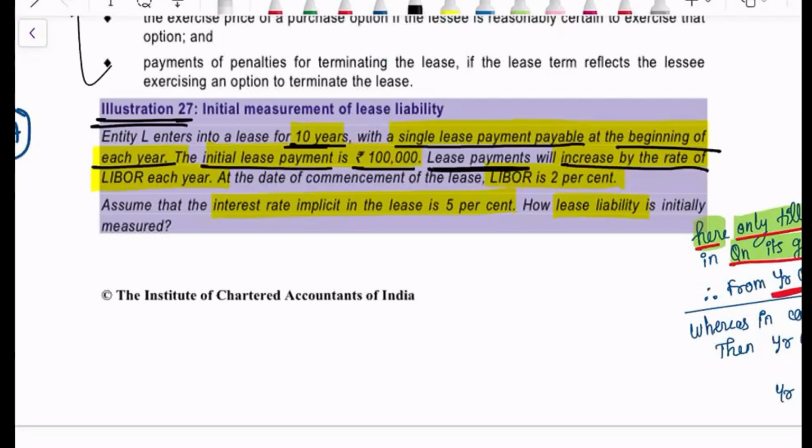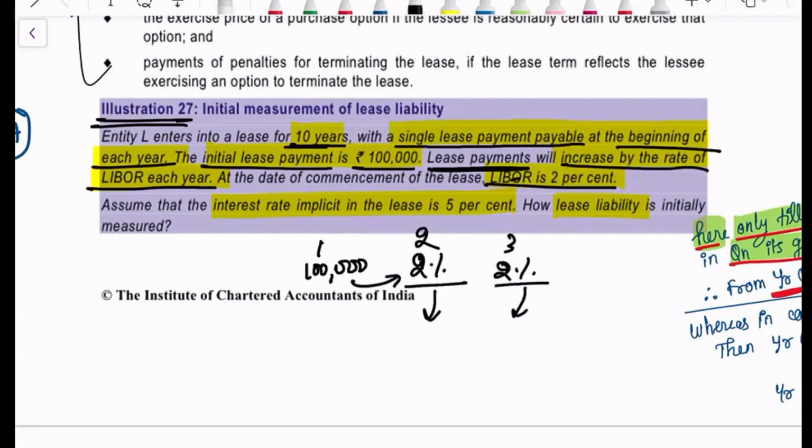Lease payments will increase by the rate of LIBOR each year, and the LIBOR is 2%. So in year 1 you will pay 1 lakh rupees. In year 2, this 1 lakh will increase by 2%, and including that you have to pay. In the third year also 2% will increase, and that you have to pay. The fourth year also 2% will increase, and that you have to pay as lease payment. Okay. Here they are telling that the rate implicit in the lease is 5%. That means the discount rate here is around 5%.